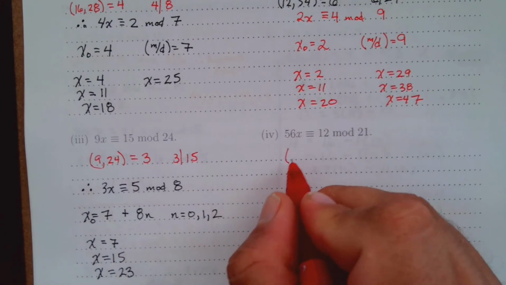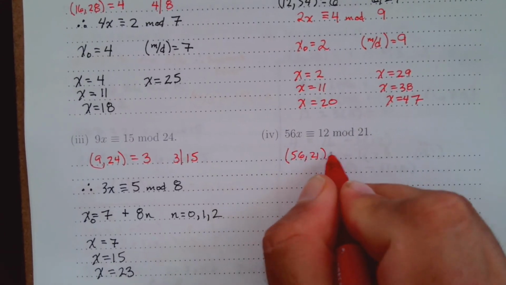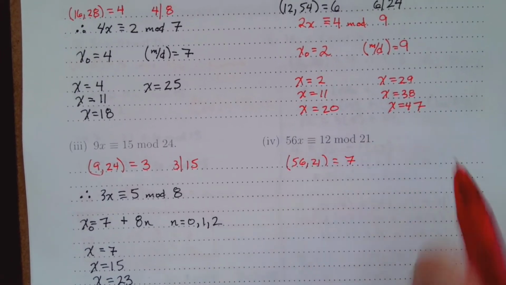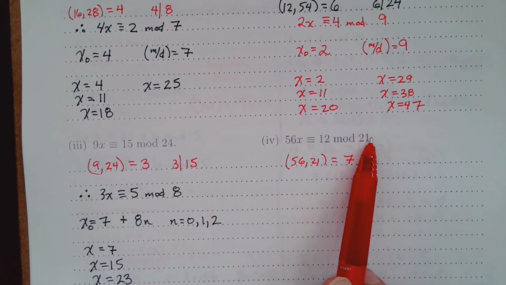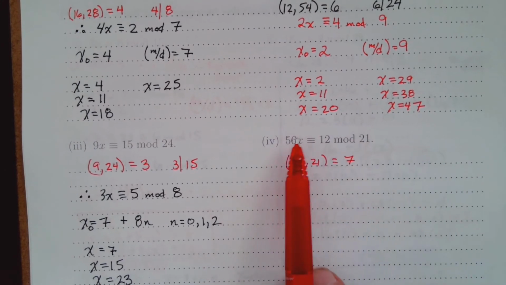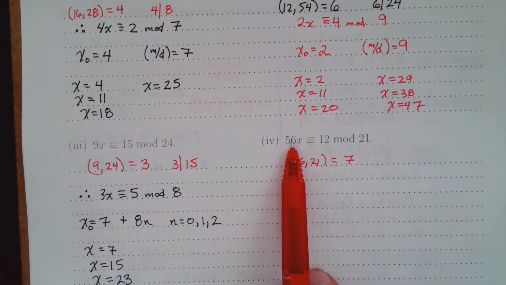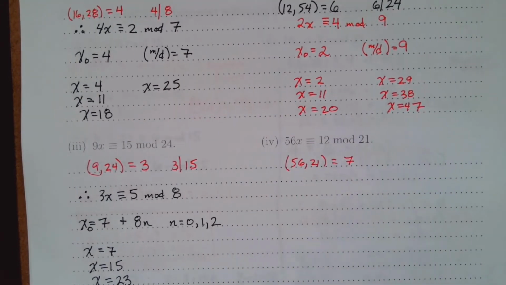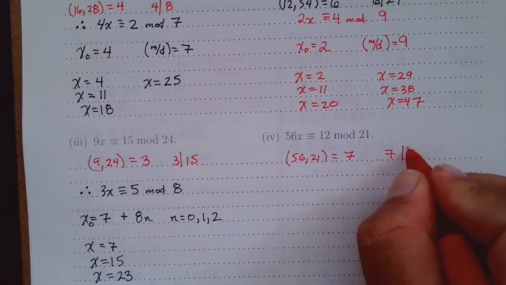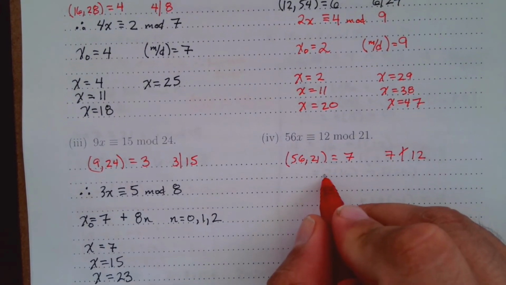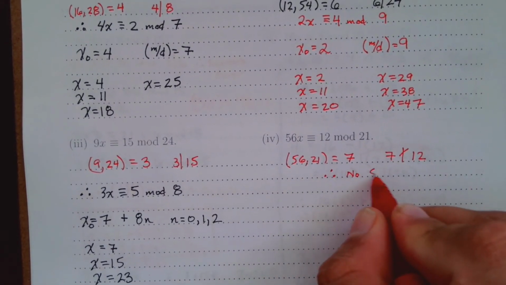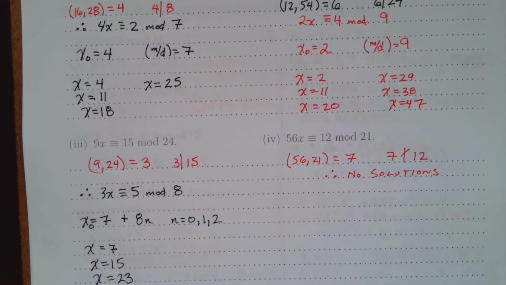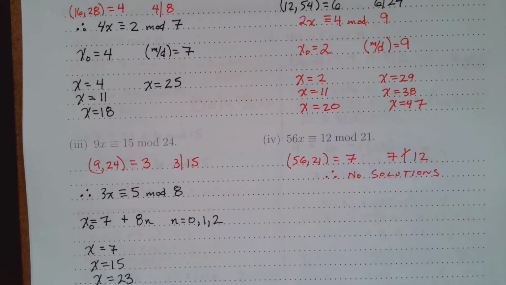All right, in this example, let's check this out. 56 and 21, right? The greatest common divisor between 56 and 21, I believe, is 7. 7 divides 56, 7 divides 21, that's true. 3 does not divide 56, and 3 is less than 7 anyway, so that's going to work out for us. However, 7 does not divide 12, so therefore we have no solutions for that particular problem.